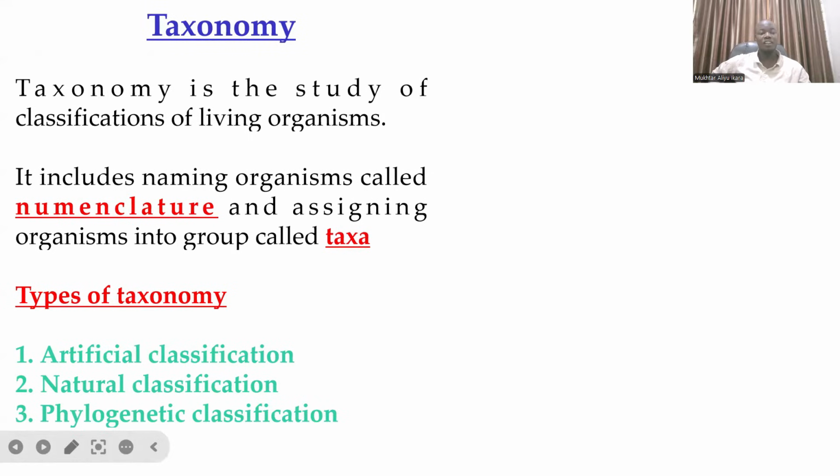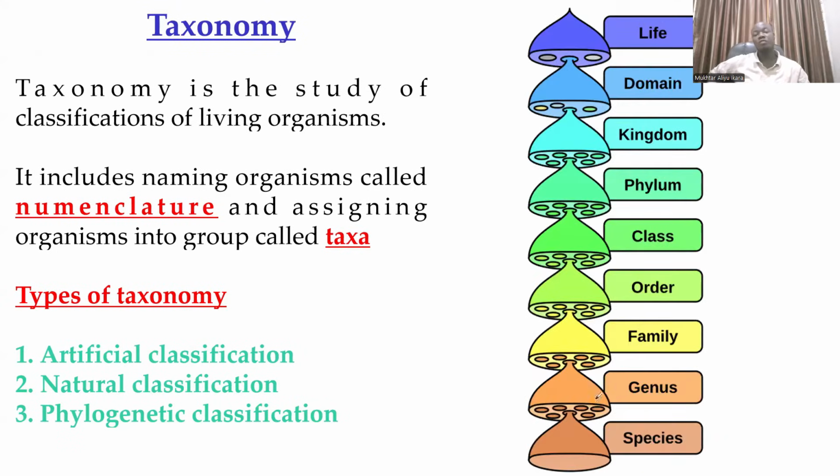And as we are doing the class, we will actually look at how this classification varies from one another. Then we also have the hierarchical way of classifying organisms. So we have hierarchical classification of living organisms. So we started from different hierarchies. So first we have life.